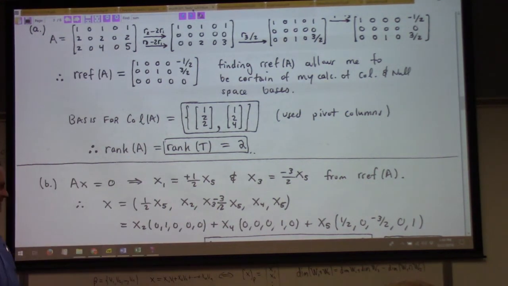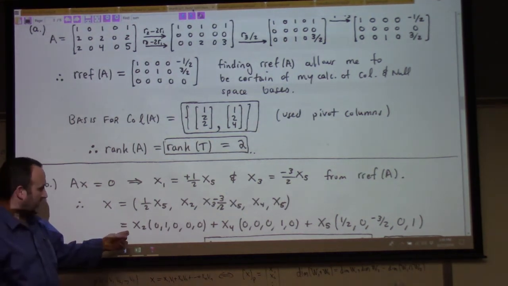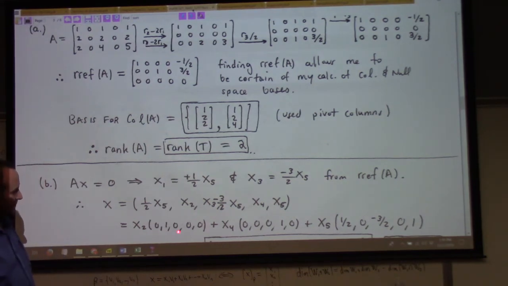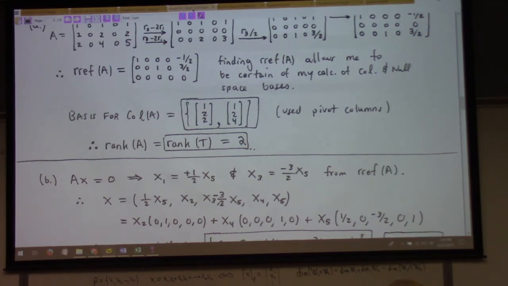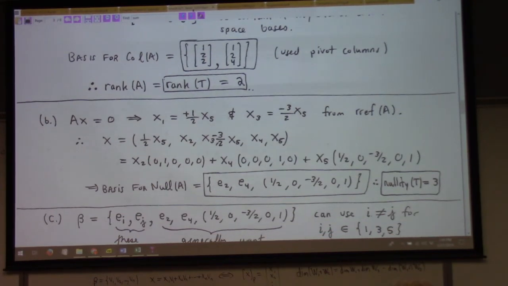So as predicted, 5 minus 2 is equal to 3. 3 is the nullity here, the number of free parameters in the homogeneous solution. X2, x4, and x5. And whatever appears here, here, and here, there's your basis for the null space, or the kernel of T. Anyway, the nullity is 3.